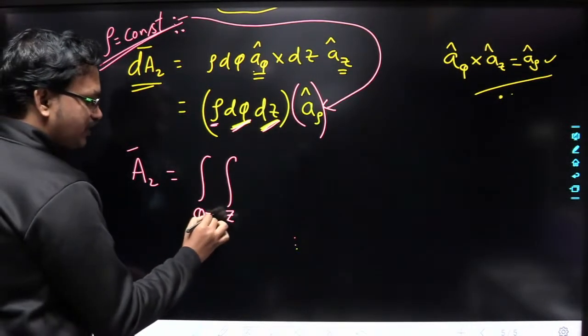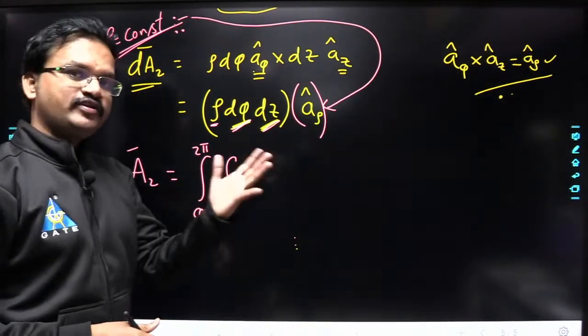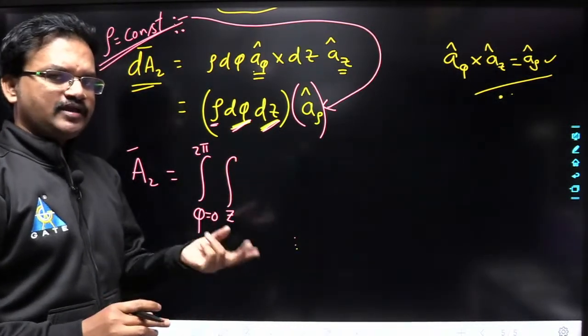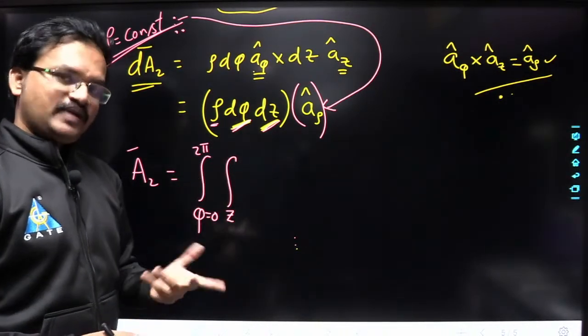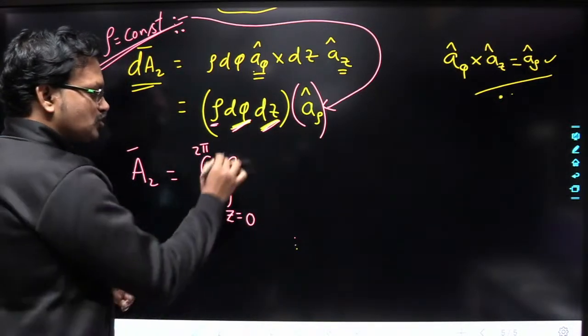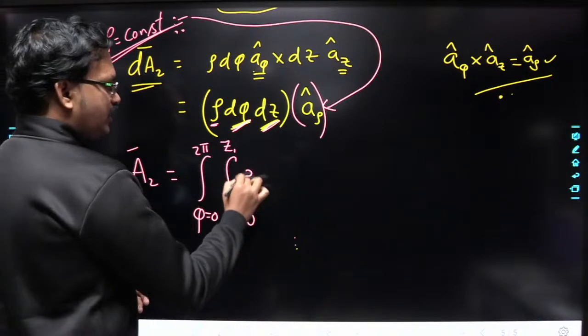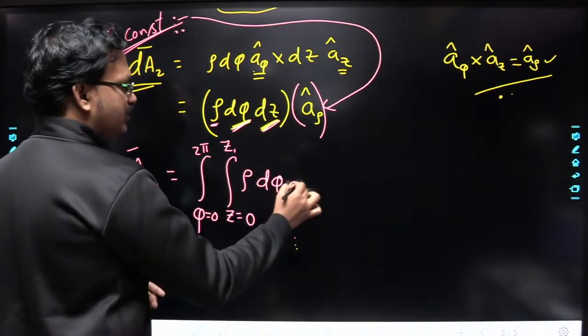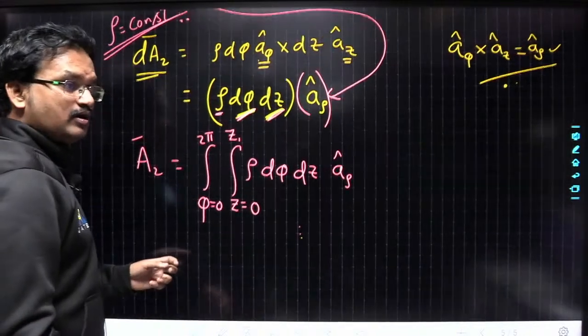So the range of phi is from 0 to 2 pi. Z is ranging from minus infinity to plus infinity. So I can take any value between minus infinity to plus infinity. So for simplicity, I am considering z equal to 0 to z1. Understood? So integrate rho d phi dz arrow cap.